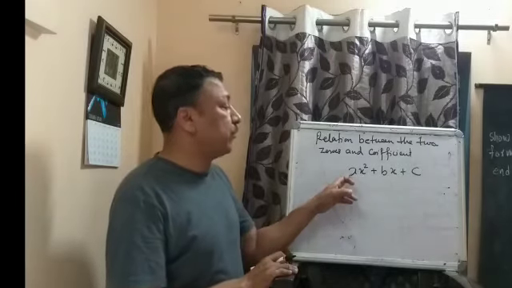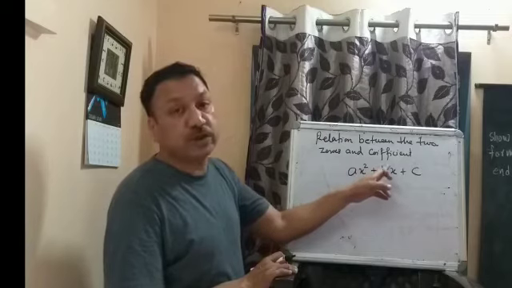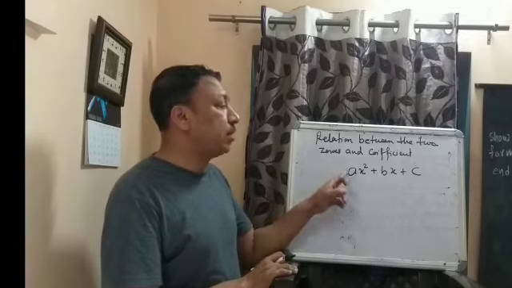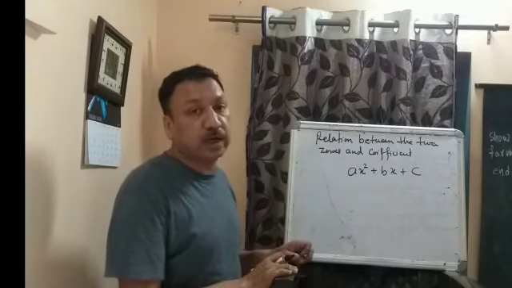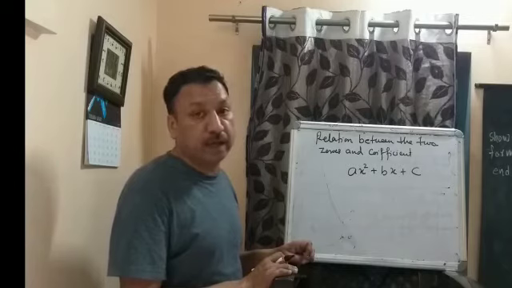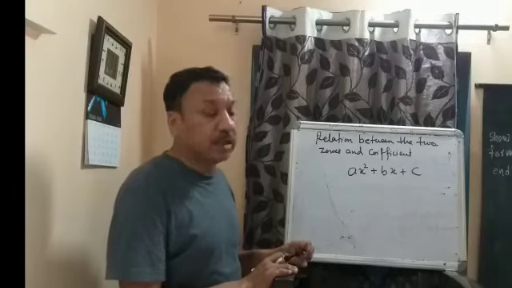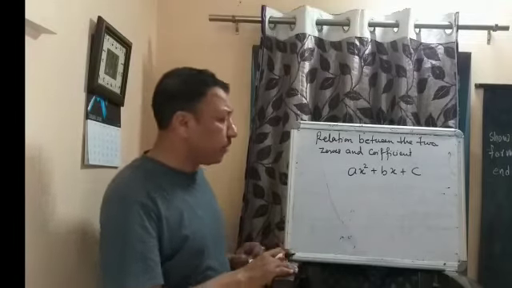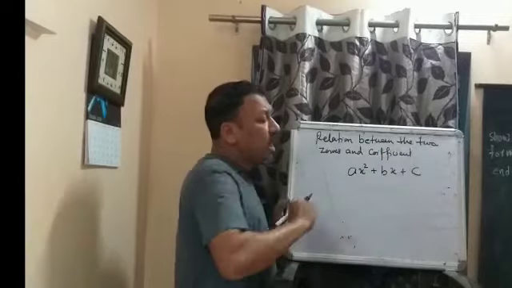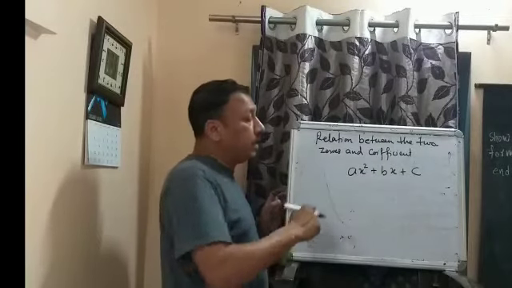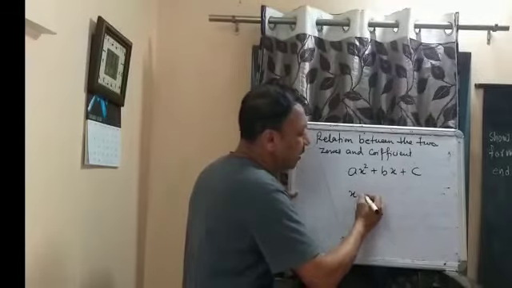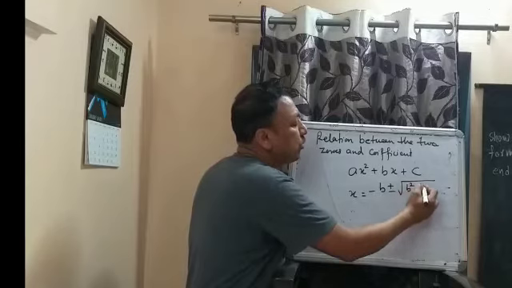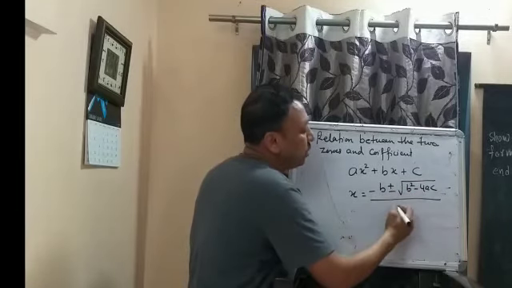So here a is a coefficient of x square, b is a coefficient of x, and c is a constant term. I want you to understand and learn this, because when we are going to prove the relation between the zeros of the polynomial and the coefficients, you have to remember the significance of a, b and c. Suppose there is a quadratic polynomial, so it will have two zeros, and these zeros are expressed by the formula minus b plus minus under root b square minus 4ac upon 2a.